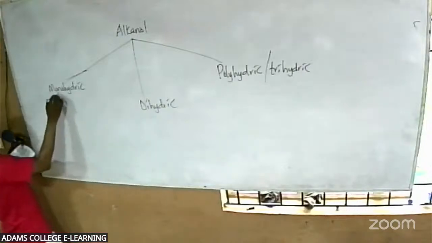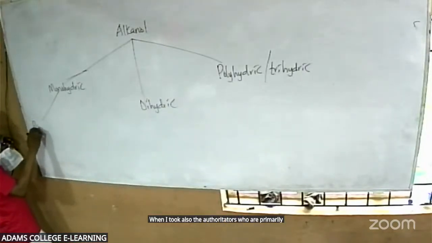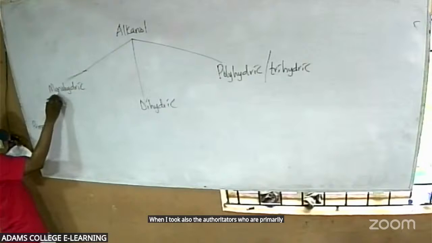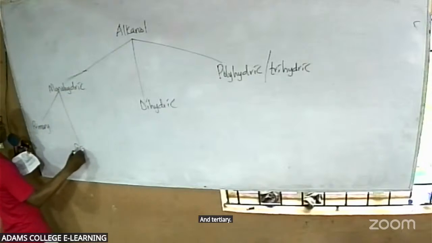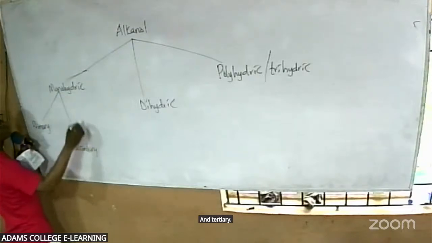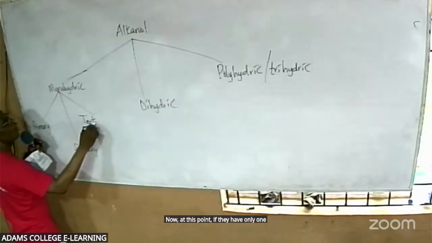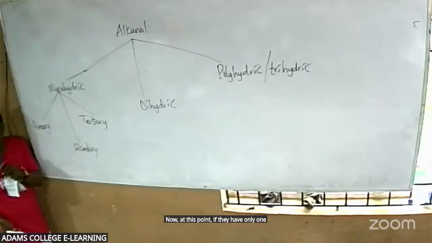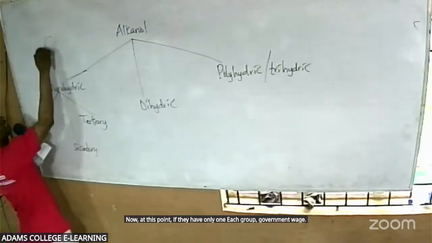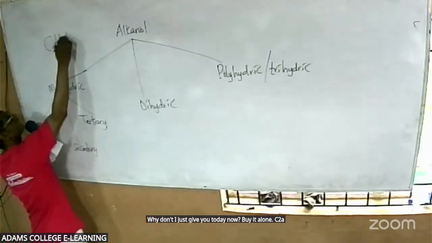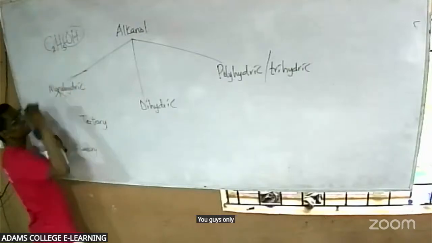Monohydric also, they have 3 types. We have primary, secondary, and tertiary. Now, this monohydric, they have only one OH. The one I just gave you today, that ethanol, C2H5OH, it has only one, so it's called monohydric.